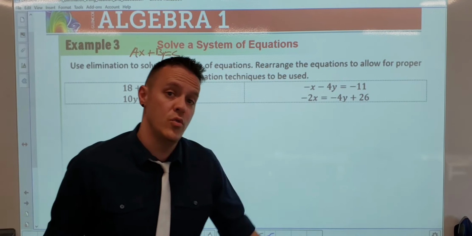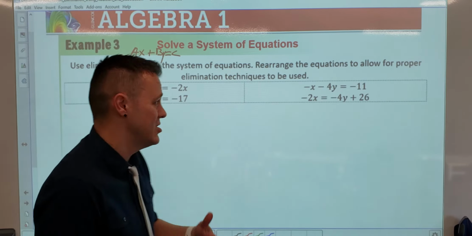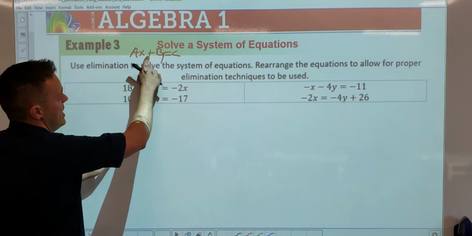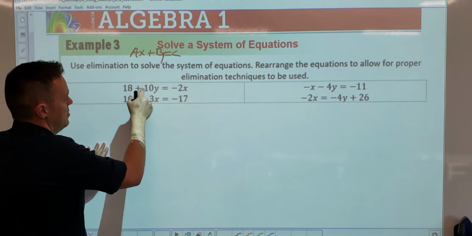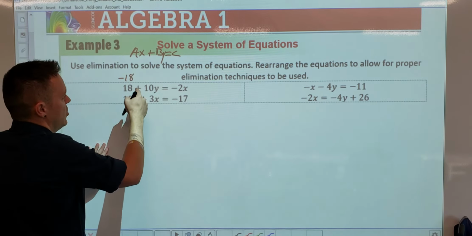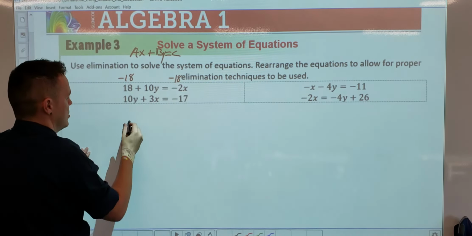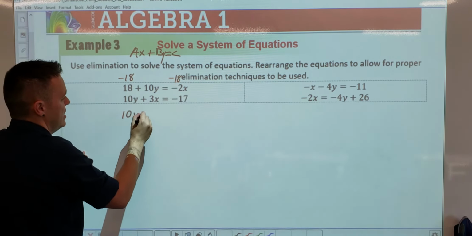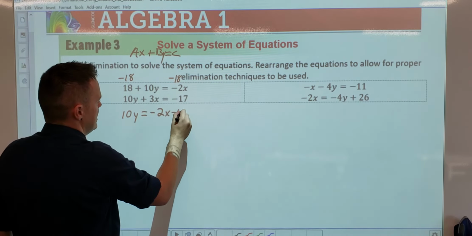Some of you just move things from one side to the other, and you're not actually adding or subtracting, and so you're getting it wrong. All right, so if I want to change this one to ax plus by equals c, I already have the y over here, but I've got to move this 18 over to here. And then I've got to move this 2x. So let's move the 18 first. So if I do that, it's going to be 10y equals, and then this is negative 2x minus 18.